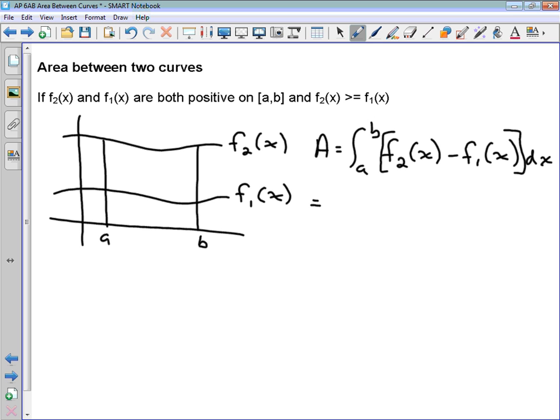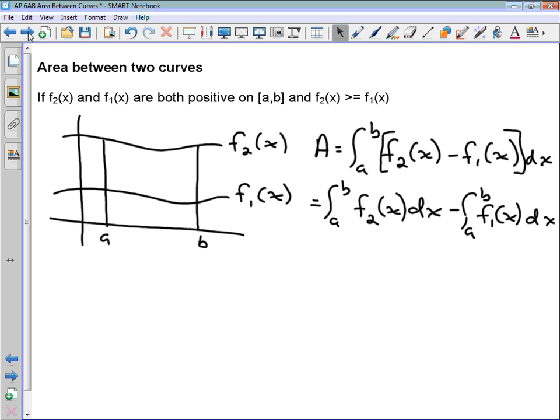So we can split this into the integral from a to b of f2 of x dx, oh, I forgot my dx in there, minus the integral from a to b of f1 of x dx. So let's think about what these two separate integrals represent. This first one, the integral from a to b of f2 of x, what does that represent in terms of our graph here? What do you think, Daphne?